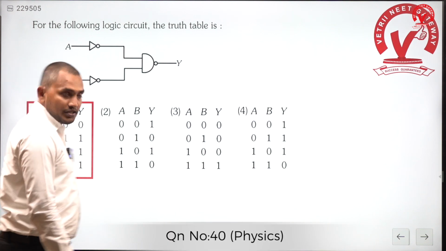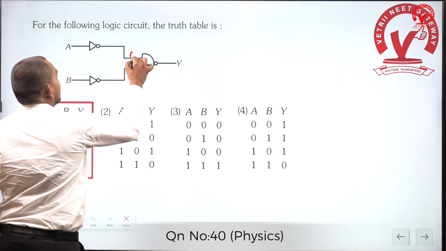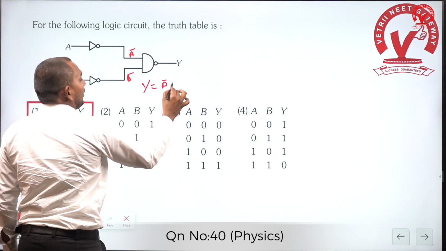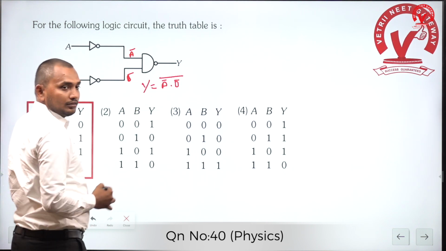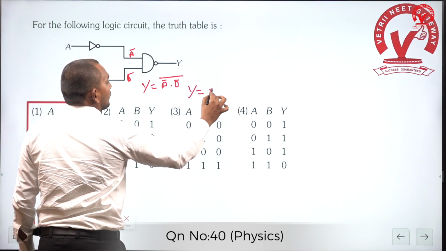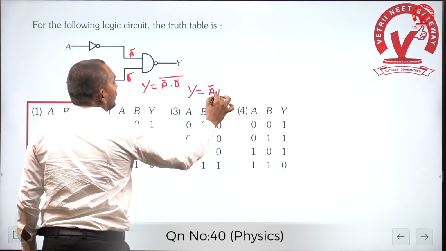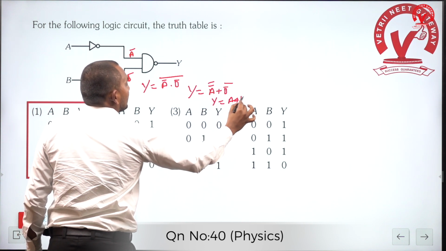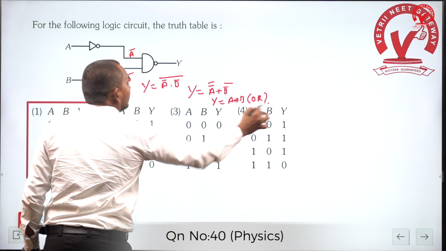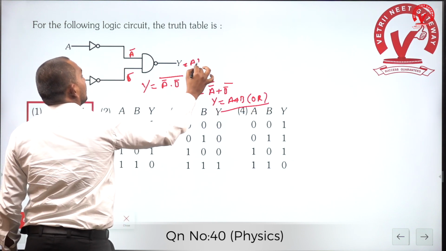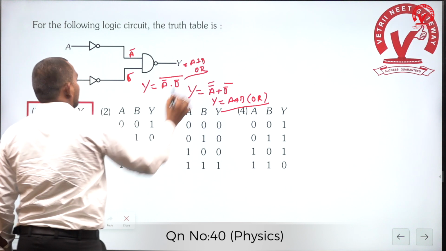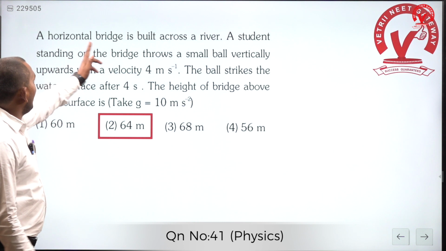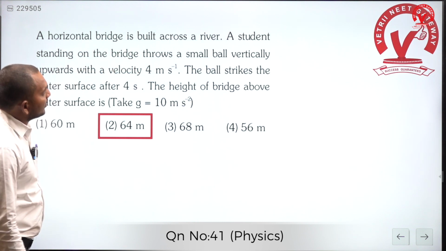We'll go for next one. See here, this is A bar, this is B bar, Y is equal to (A dot B) whole bar. Next, Y is equal to A bar plus B bar, then we will get A plus B, which is the OR gate. Easy question. A plus B is OR gate. So where is the OR gate? Here.